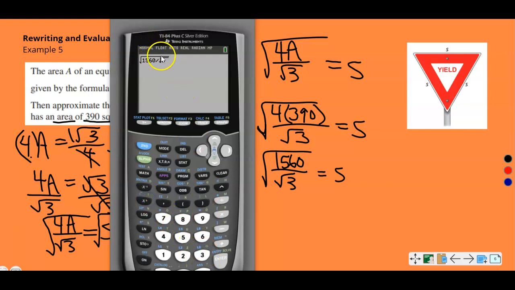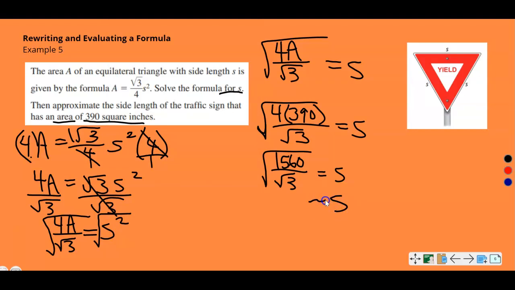Now you can see how this is still under the radical. We want that whole thing to be under the radical sign. So now we can hit enter and see what the side length is. You can see that the side length of the traffic sign is about 30 inches. And we know it's in inches because the problem says the traffic sign has an area of 390 square inches. It gave us that in the beginning. So the side length of the sign is about 30 inches.